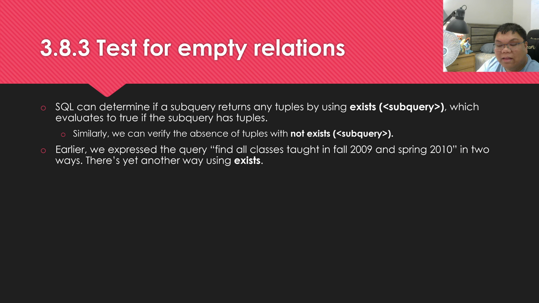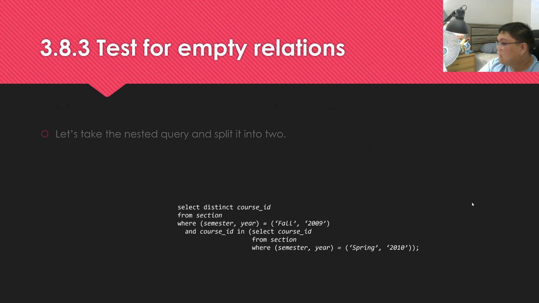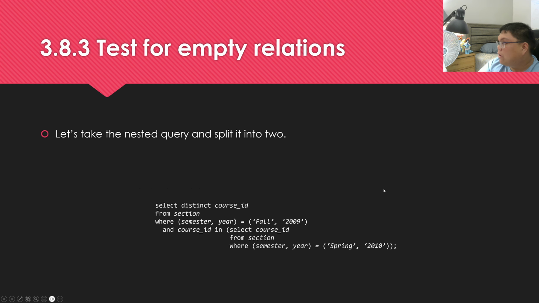Earlier, we had the query find all classes taught in fall 2009 and spring 2010 in two different ways. So, yeah, we saw two different ways to write the same query: one using the intersection of two sets, and another using a nested query. There is another way using exists. Let's take this nested query and split it into two.